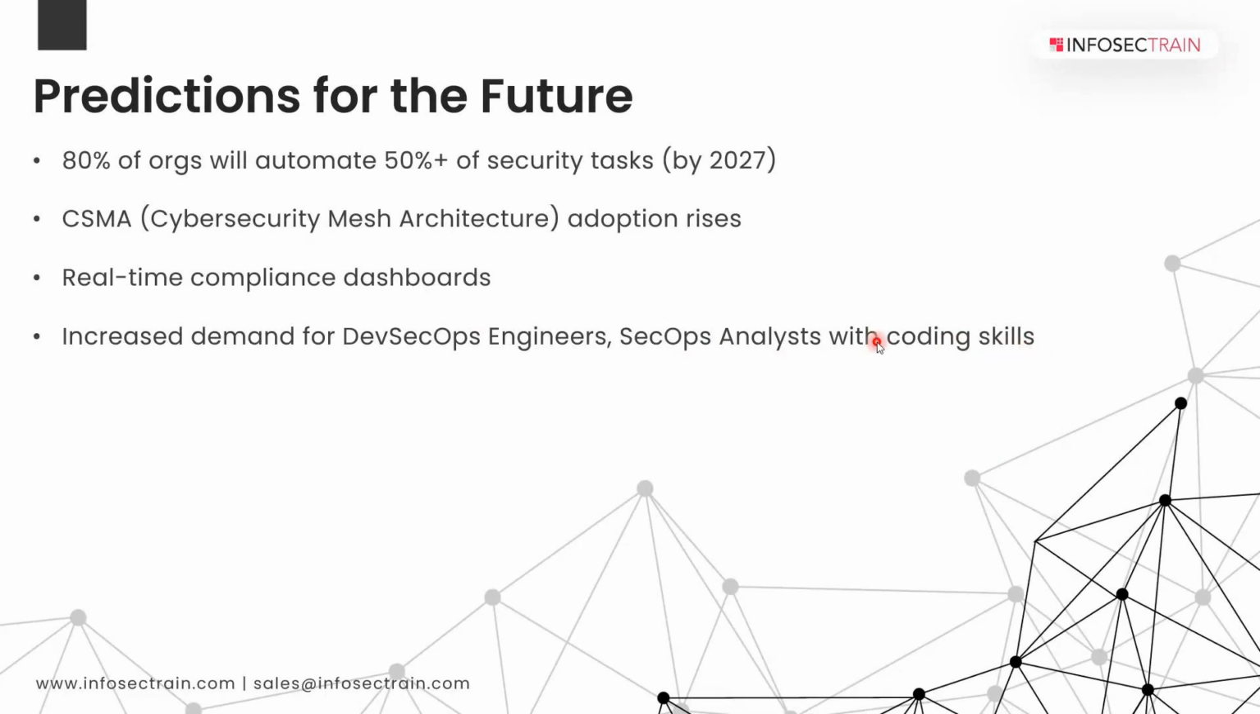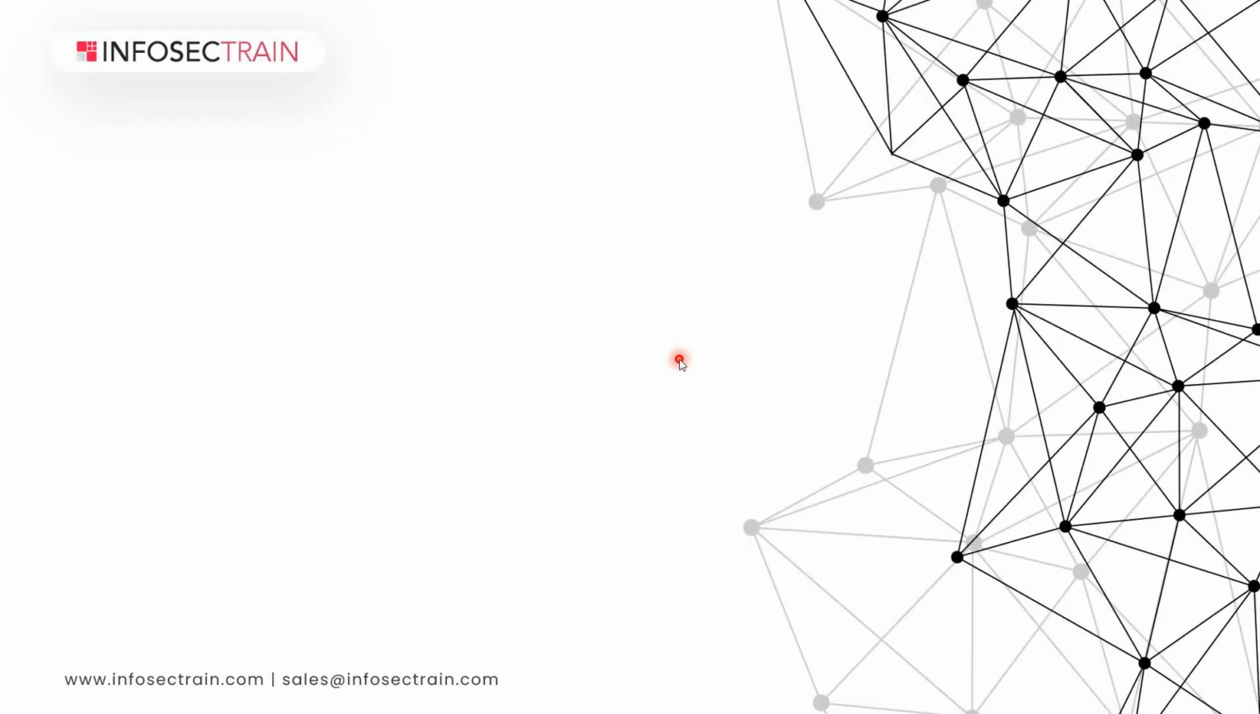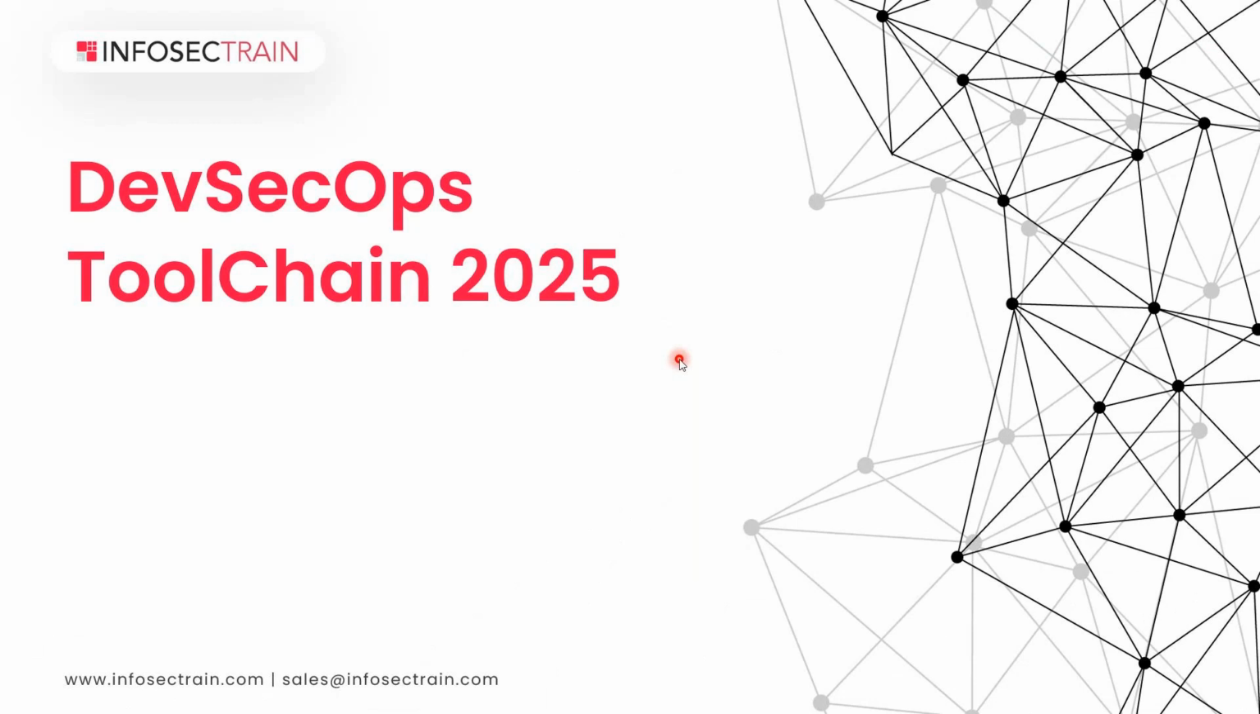Even though we are in need of DevSecOps engineers a lot, if in addition to that you have coding skills, you will have a lot of ideas and a lot of points here. These are some of the common predictions that we have for the future. Now I'm entering into the DevSecOps tool chain that we have.